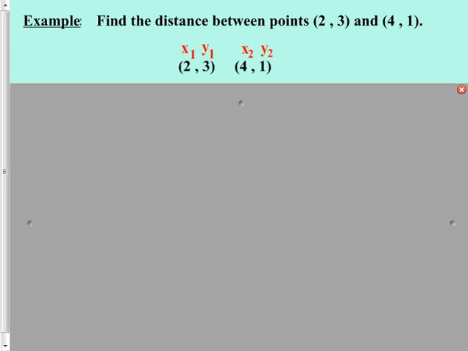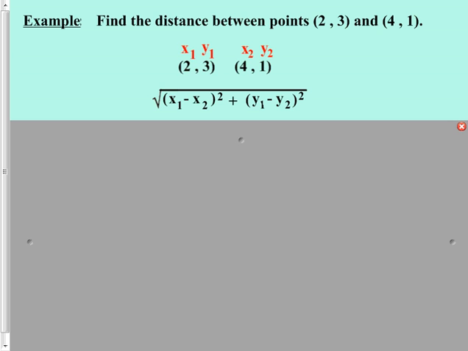What's the second thing we did with the midpoint? Every time we needed the midpoint formula, we wrote the formula down. We're going to do the same thing for distance. So we're going to write down our formula: the square root of the difference of the x's squared plus the difference of the y's squared.